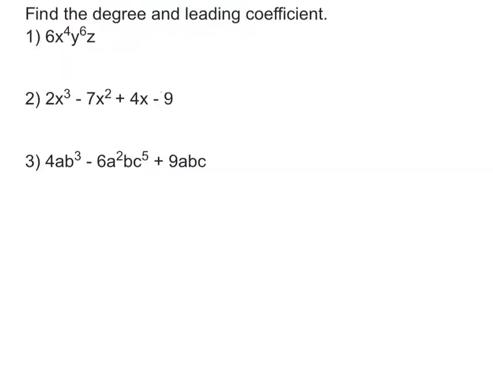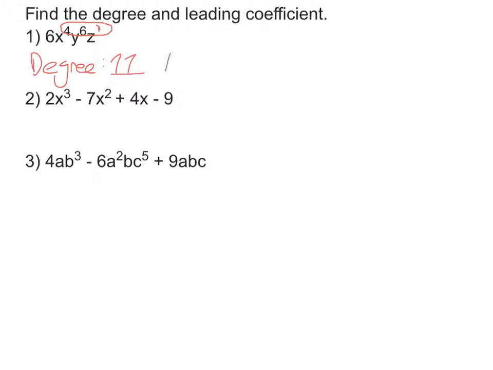and let's do some examples. So I have three examples here, and in number one, we have the monomial 6x to the fourth, y to the sixth, z. And we look at the exponents on the three variables here. And so I have 4 x's, 6 y's, and 1 z. Remember, that's a z to the first. And so the degree for this is 4 plus 6 plus 1, which is 11. So my degree is 11.